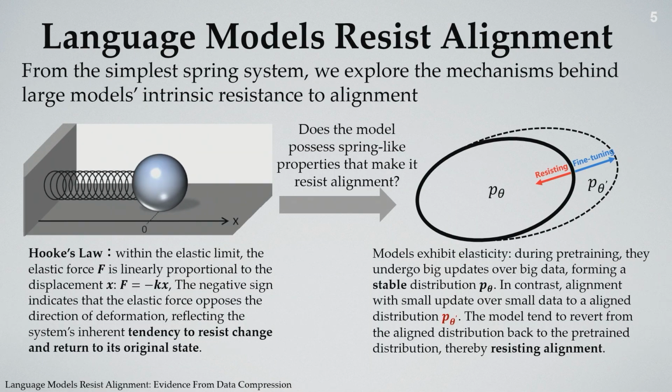We start with the spring system to understand why large language models might resist alignment. In Hooke's law, when we apply a force to a spring, the spring will give a force back. This reflects the system's tendency to resist change and return to its original state.